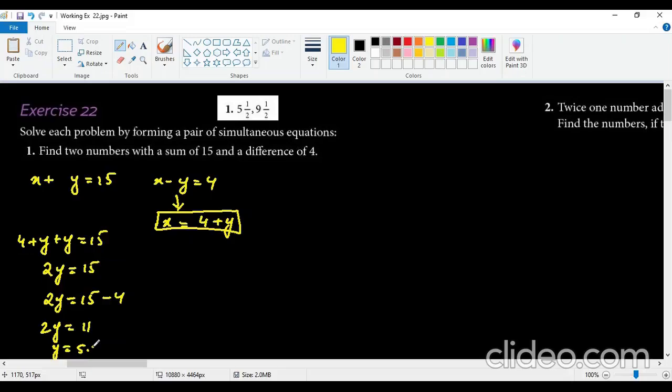This is the value of y. Now I know the value of x is 4 plus y, that means 4 plus 5.5, which is going to give us 9.5. So this is the value of x and y. Now moving on to question number 2.